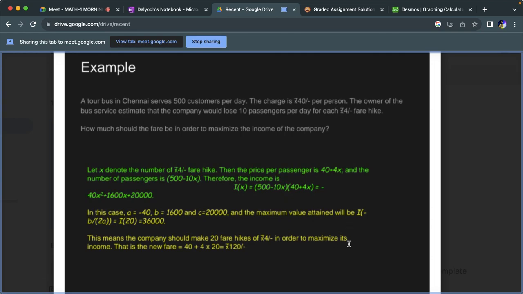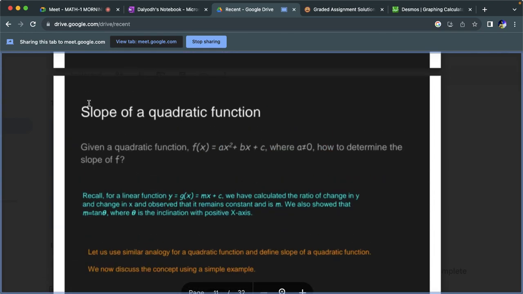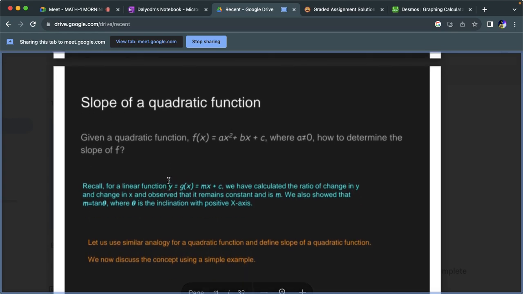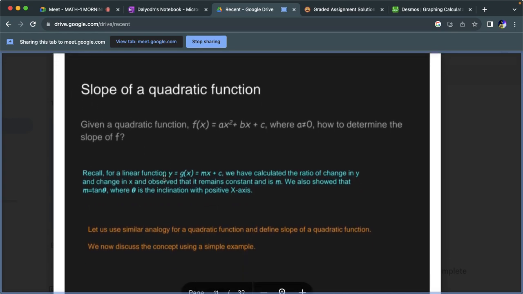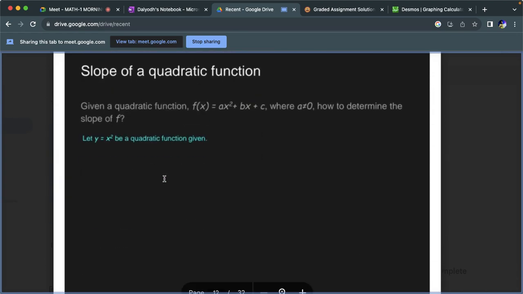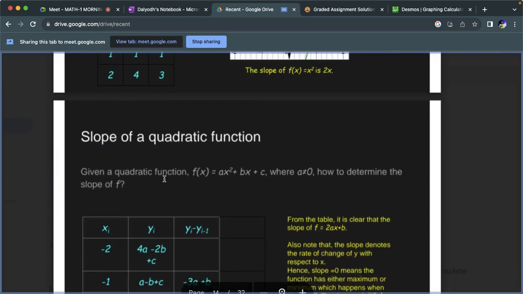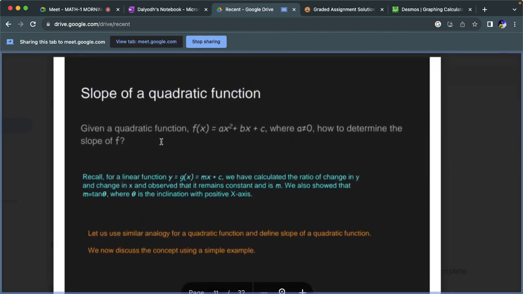Now let me just explain from first of all, then we will come to questions, right? So slope of a quadratic function. What's the slope of a quadratic function? Just tell me, somebody please. 2ax plus b. 2ax plus b, right? So it's just we're taking its derivative.